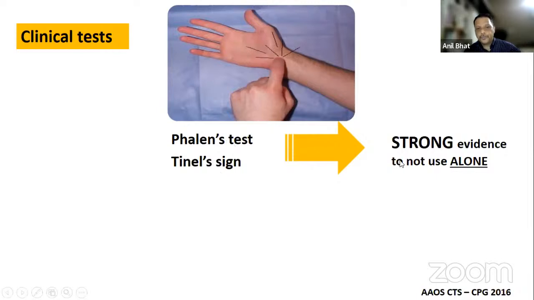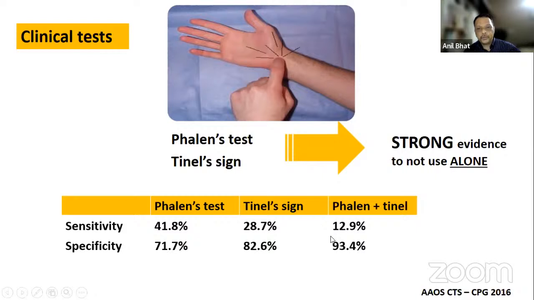So Phalen's or Tinel's should not be used alone. That's what they said. They should be used in combination, because when you use both together, specificity increases to 93%. By themselves, they're just 70 to 80%. But if you add both, it becomes 93%. So this is what was recommended by this group, the Clinical Practice Guidelines group.